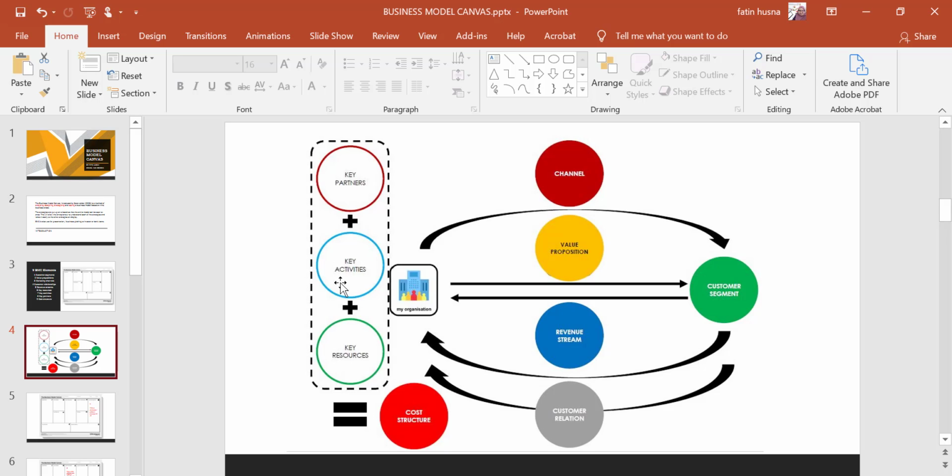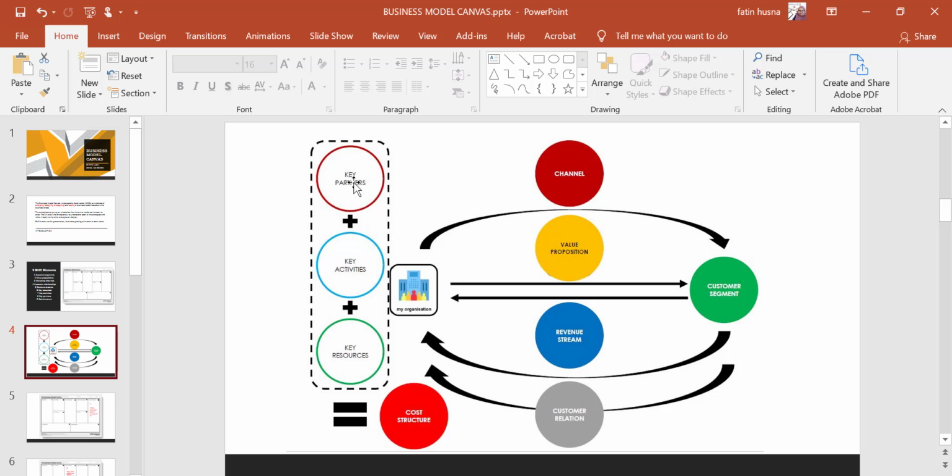And for example, in the cost structure you are talking about employee salary, and then you connect it to key activities, such as brainstorming with key employees. So there is some connection between these 3 and also the cost structure.